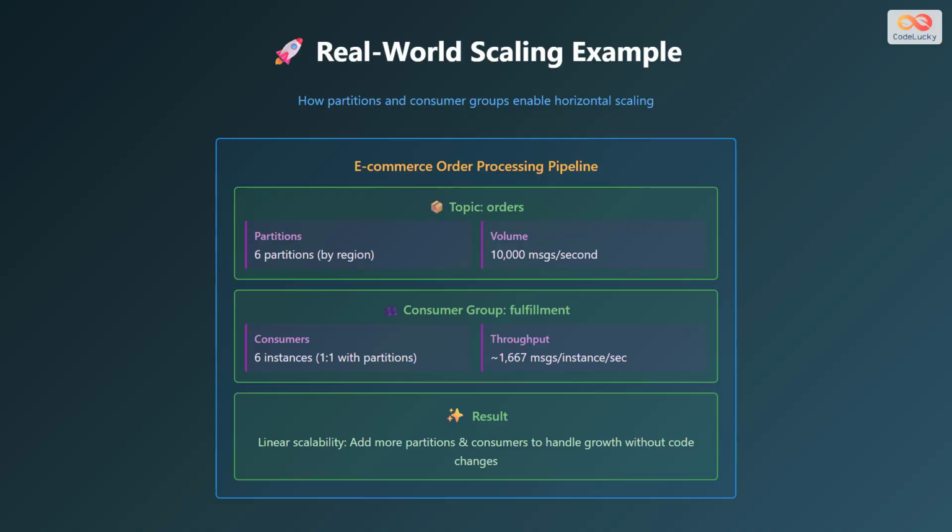Let's apply these concepts to a real-world scenario. Imagine an e-commerce platform with an orders topic receiving 10,000 messages per second. To handle this volume, they create 6 partitions. Then they launch a consumer group called Fulfillment with 6 consumer instances, 1 per partition. Each instance processes approximately 1,667 messages per second. If traffic doubles, they simply add more partitions and more consumers to the group. Kafka automatically rebalances and throughput scales linearly. This is the power of partitions and consumer groups. They transform a single bottleneck into a horizontally scalable system. No code changes required, just add more resources.